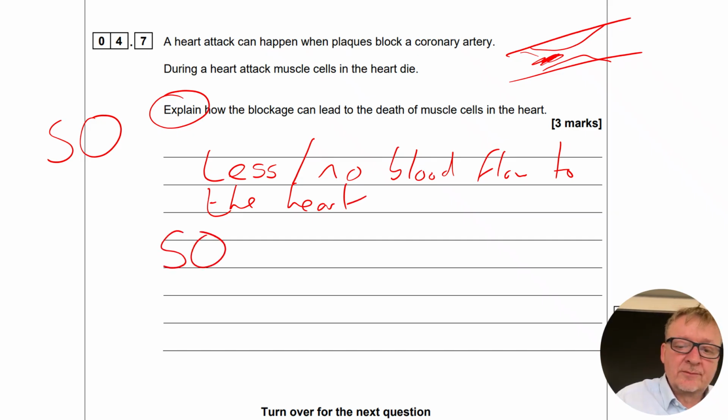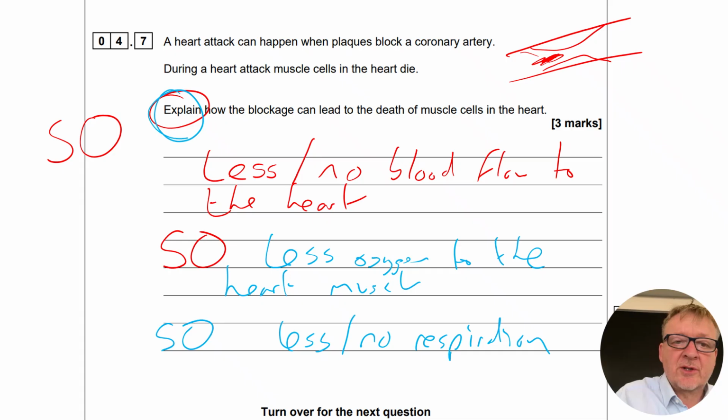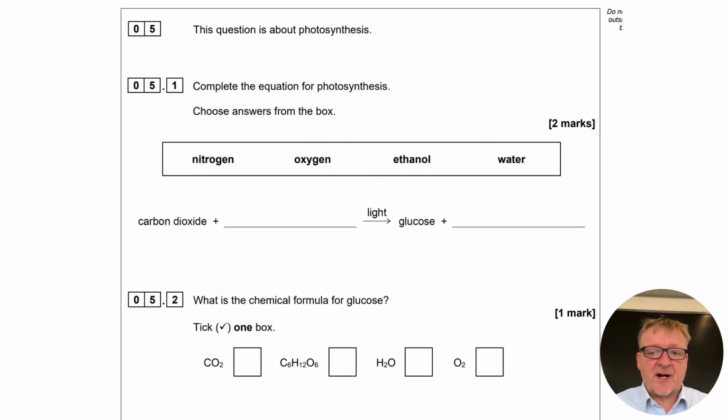Then, so, let's do blue. So there is less oxygen to the heart muscle. And you've also got, so there is less or no respiration. So what you've done there, in your explain question, is talk about what's actually happening with the heart, and then you've said, so this is what happens, this is what the problem is. Question number 5, spectacular.